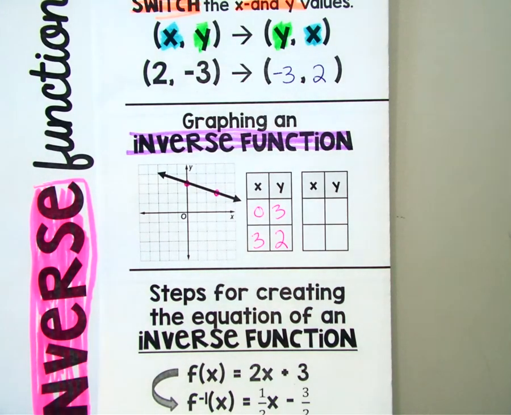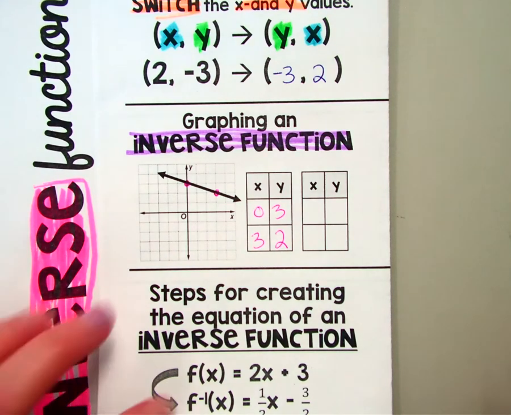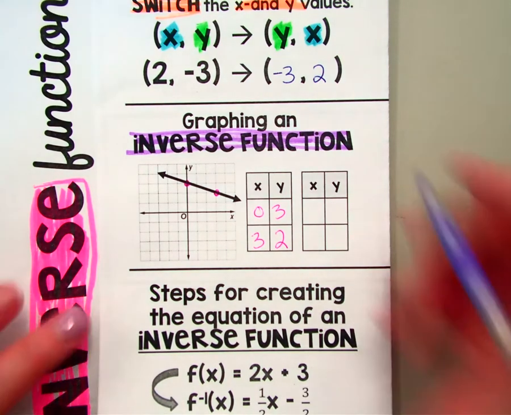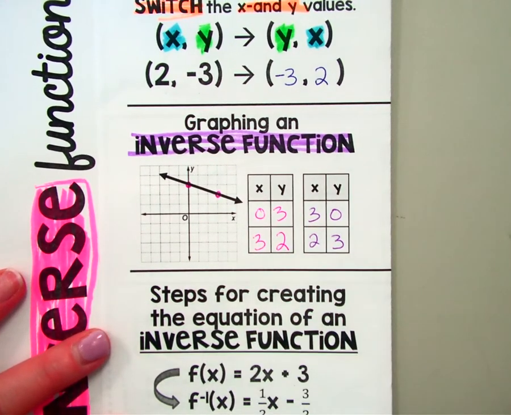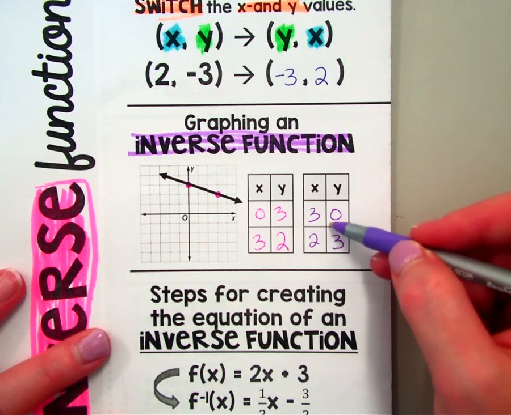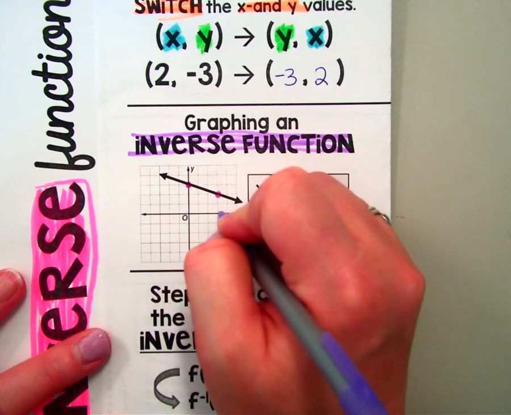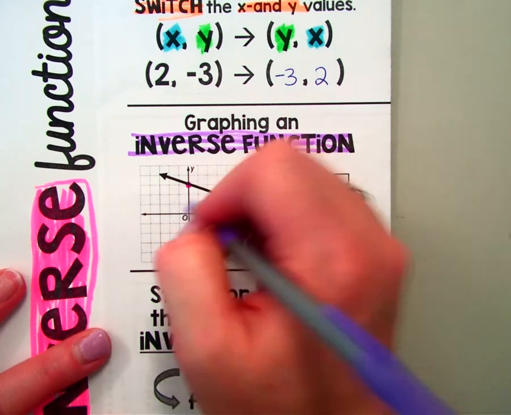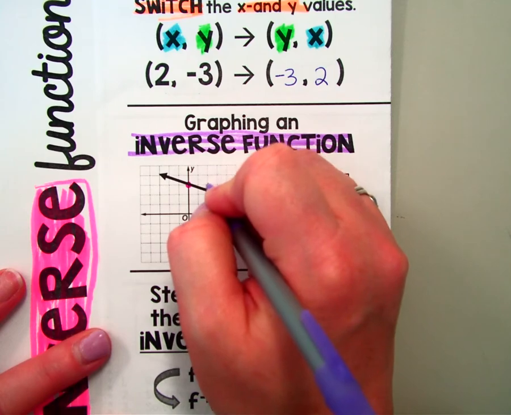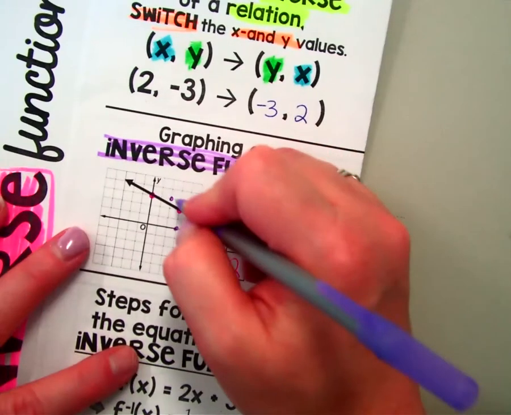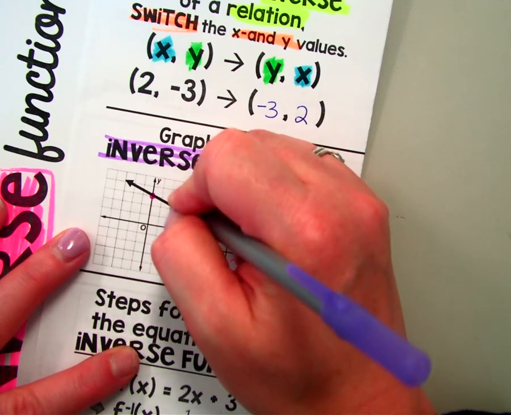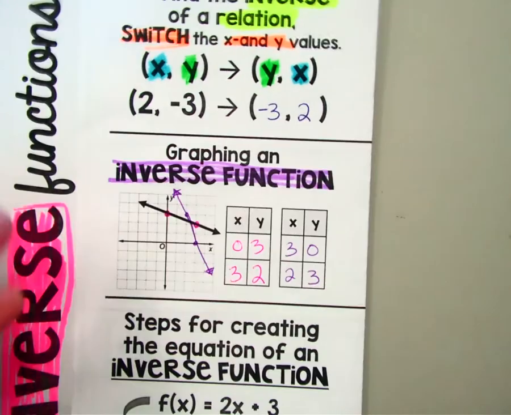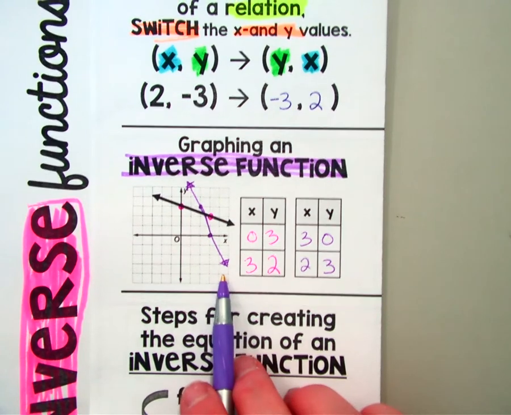So I like to find the points on the graph that I can see. And then I just flip those. So (3, 0), (2, 3). And then I create my graph with my flipped points. And there is the inverse line.